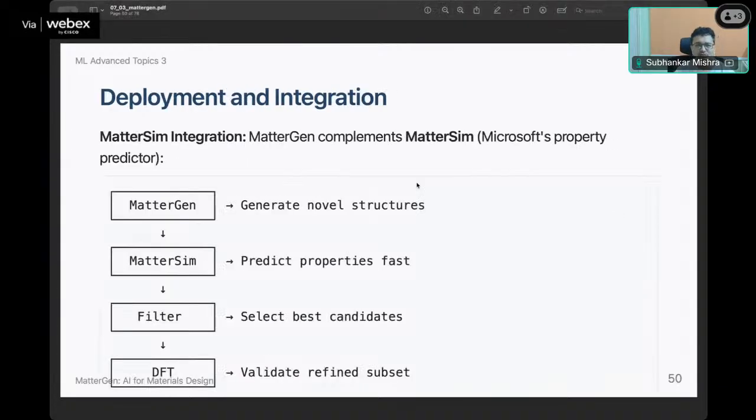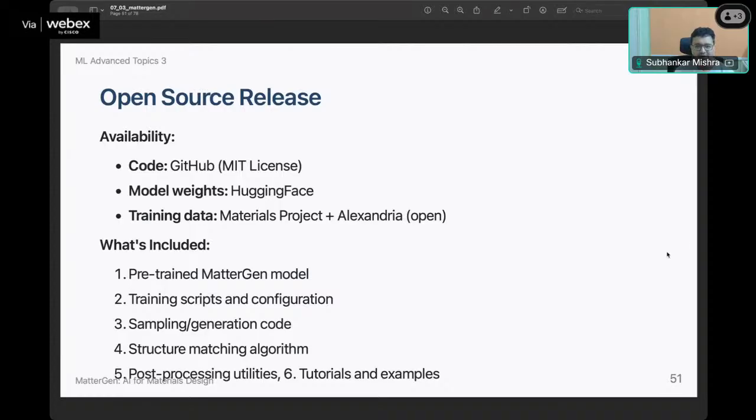Excellent. And just to give a slight note, Microsoft has another tool, MatterSim. So they wanted something that complements. MatterGen basically generates novel structures. MatterSim is another piece of software which basically predicted properties fast, and then it filtered, and then DFT basically validated the refined set. Fine. And this is also open to try.